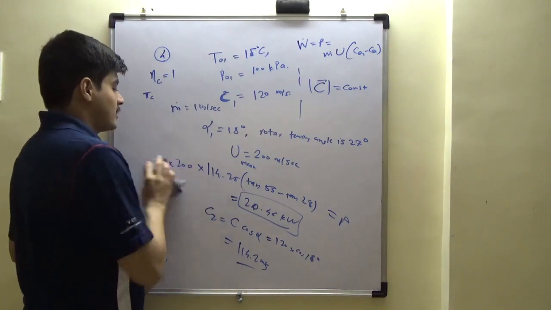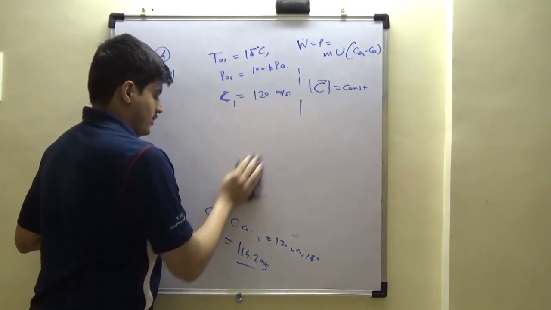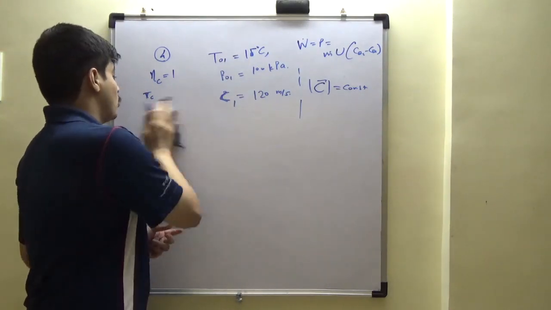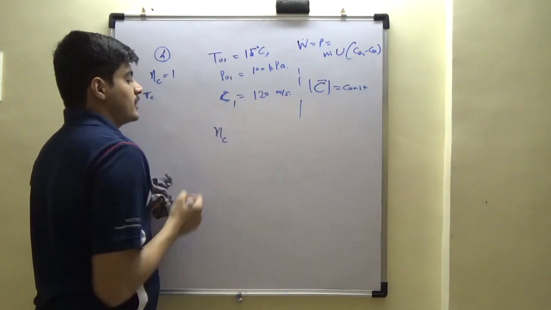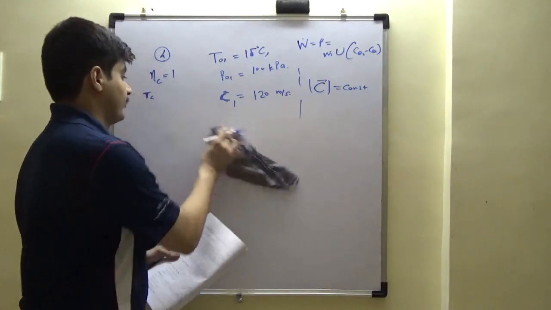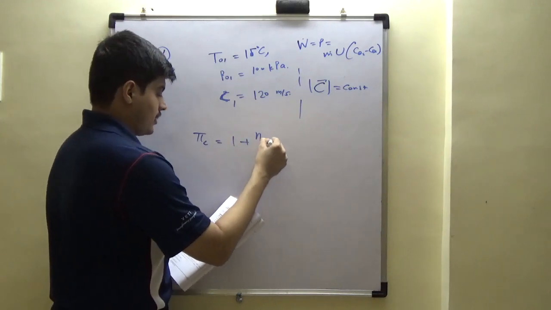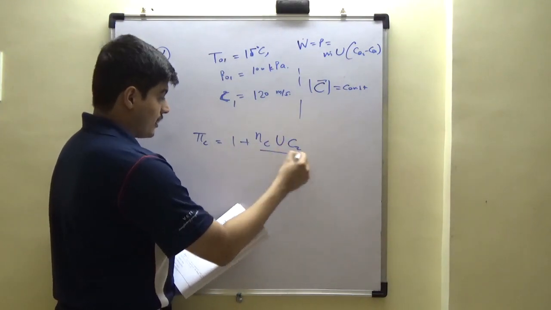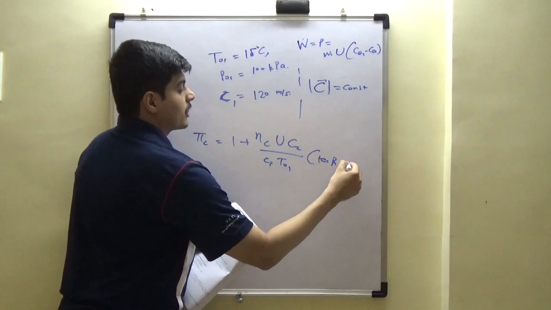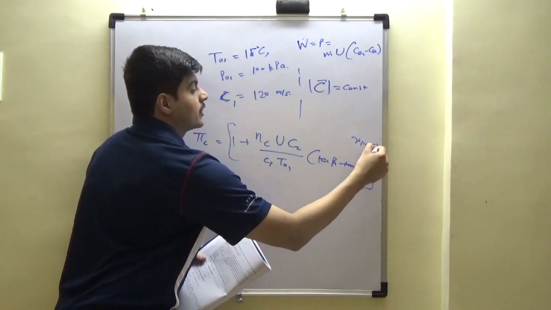Now, for such a question you should never get confused as to what did I learn, what did I forget. You have to attempt it very, very calmly. We know that eta c and pi c are related in a very, very simple way. What is the relation? Pi c is (1 plus eta c U Cz upon Cp T01 (tan beta 1 minus tan beta 2)) whole raised to gamma by gamma minus 1.